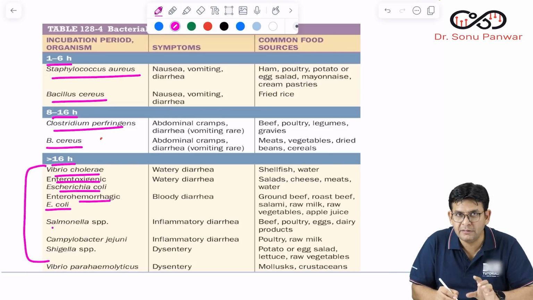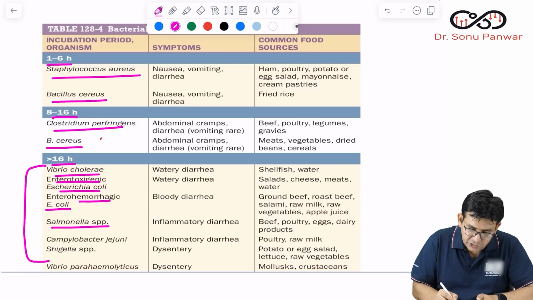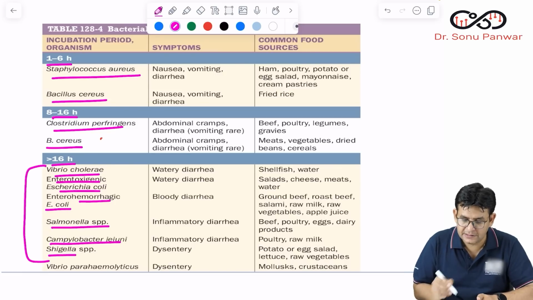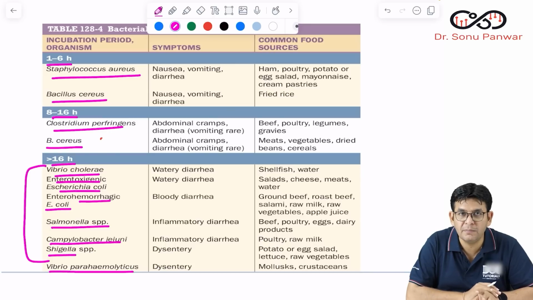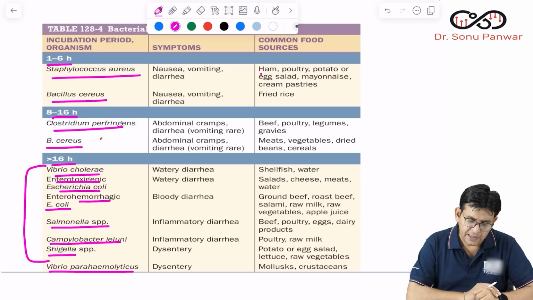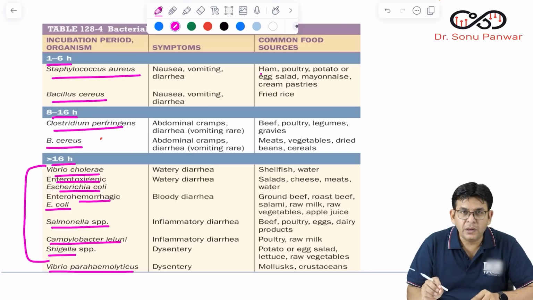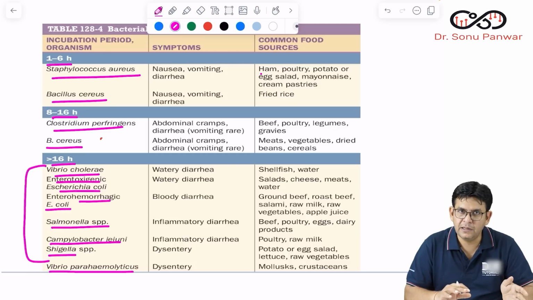Salmonella also causes inflammatory diarrhea. Campylobacter jejuni, Shigella, SSC. Vibrio parahaemolyticus is also a sort of bloody diarrhea, a sort of dysentery. Now, what is important is which food item is being eaten, and that relates to that particular organism.